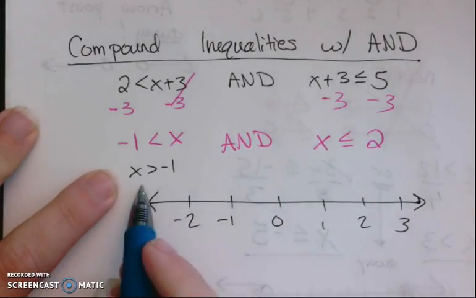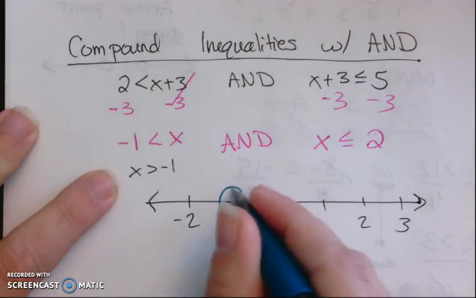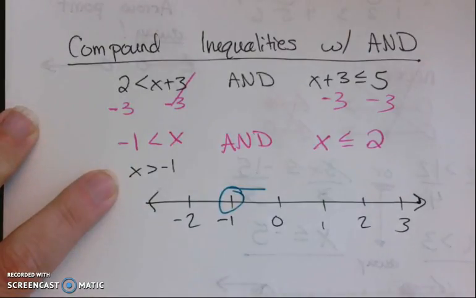So this is x is greater than negative 1. Circle negative 1. It's going to go over. Just leave your arrow like that for a moment. I'm going to show you why.